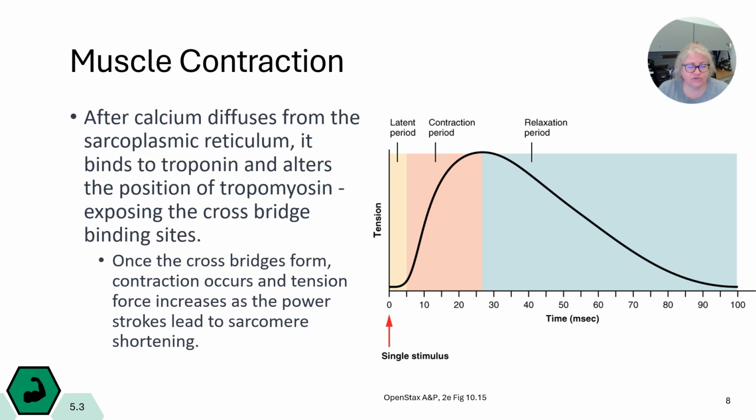After calcium diffuses from the sarcoplasmic reticulum, it binds to troponin. That alters the position of tropomyosin. That will expose the cross-bridge binding sites. Once those cross bridges form, then we can get contraction. So in the latent period, we have action potential and calcium release. In the contraction period, then we have the actin, myosin cross bridges.